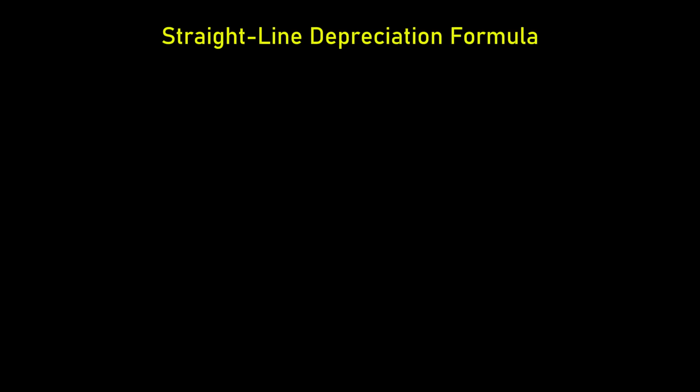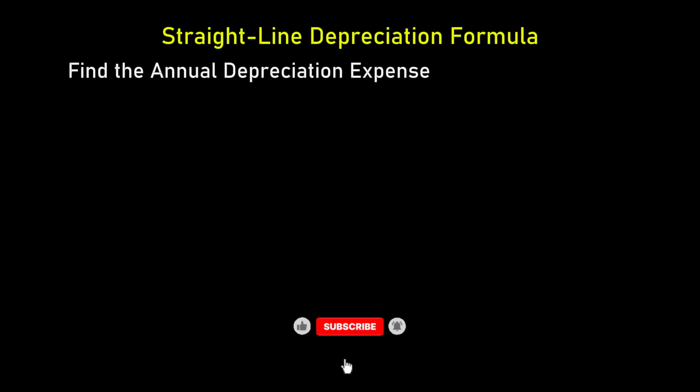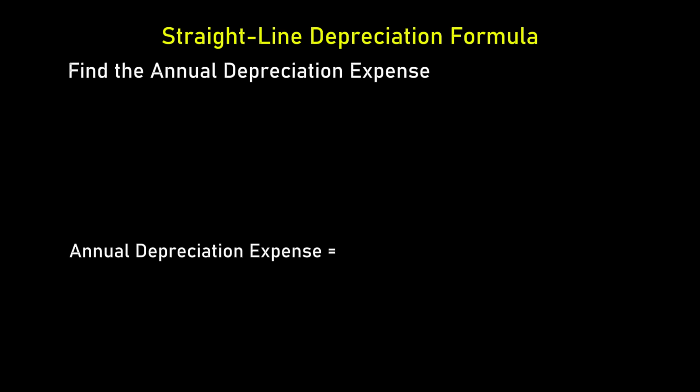Now, let's look at the formula for the most common method of simple depreciation, known as the straight line method. The goal is to find the annual depreciation expense, which is the amount of value the asset loses every single year. To calculate this, we take the asset cost and subtract the salvage value.